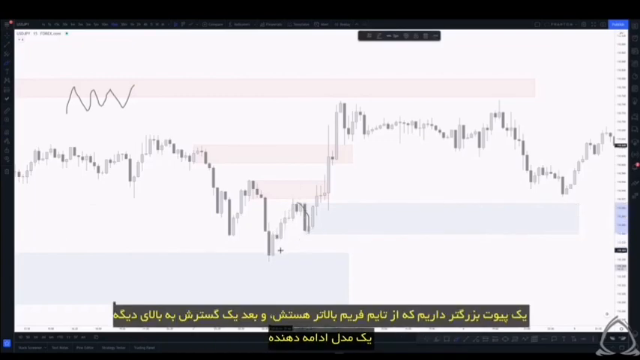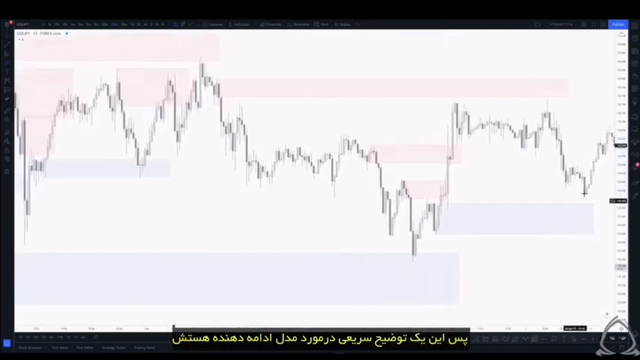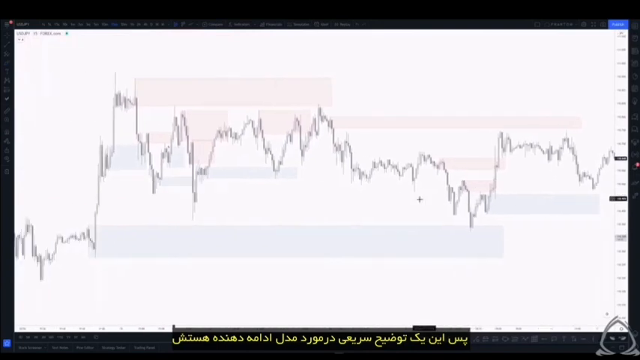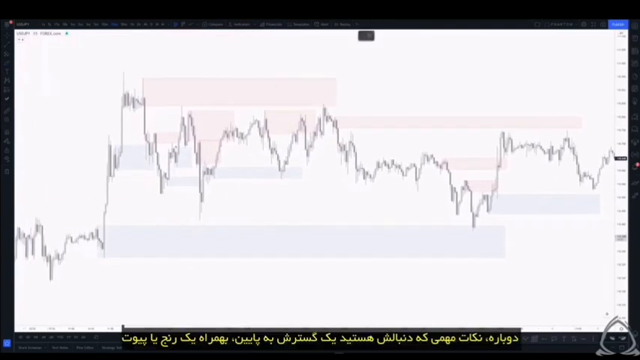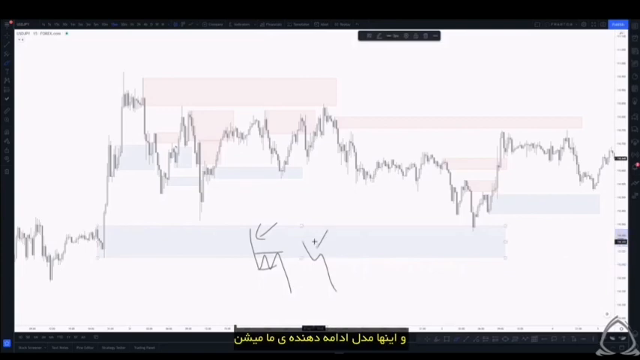We have a larger pivot coming from an uptrend, and then another expansion to the upside, a continuation model. So that's a really quick run through on the continuation models. Again, the main things that you're looking for are an expansion to the downside followed by either a range or a pivot, and that would create our continuation models.